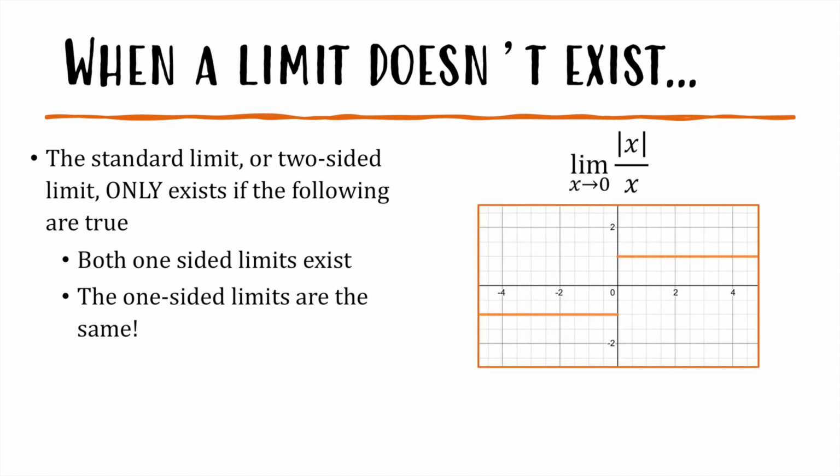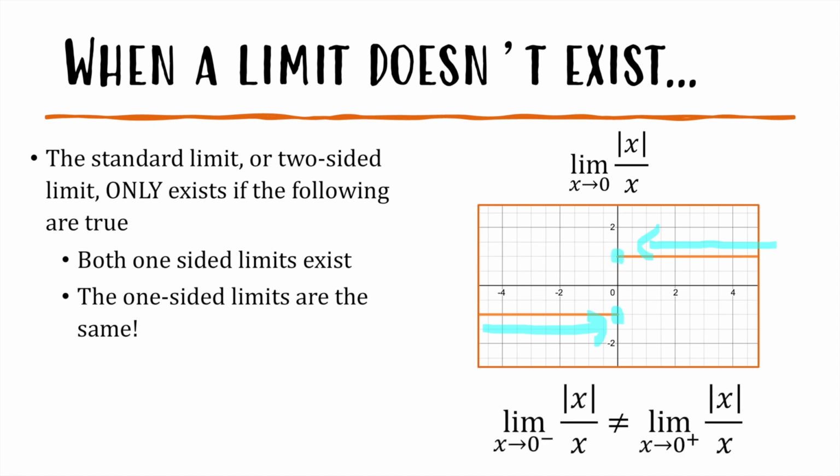So let's look at this graph here of the absolute value of x over x, and we're looking as x approaches 0. If we look from the left, following the graph, it looks like it's headed towards -1, yeah? But then as we follow the graph from the right, it's headed toward +1. So the limit as x approaches 0 from the left and the limit as x approaches 0 from the right don't match. Therefore, the limit as x approaches 0 of this function doesn't exist.